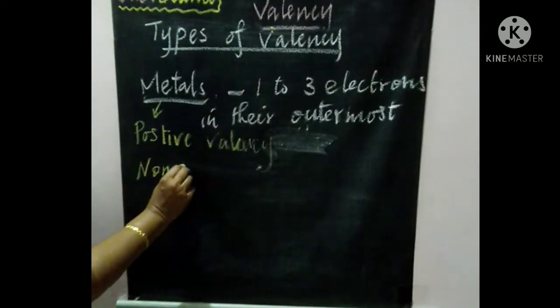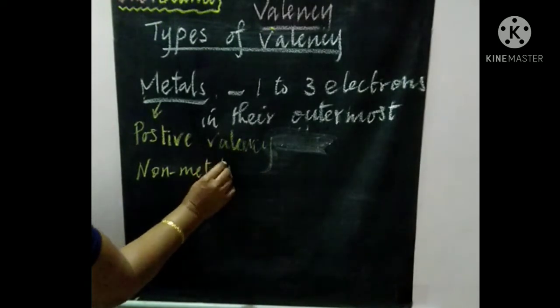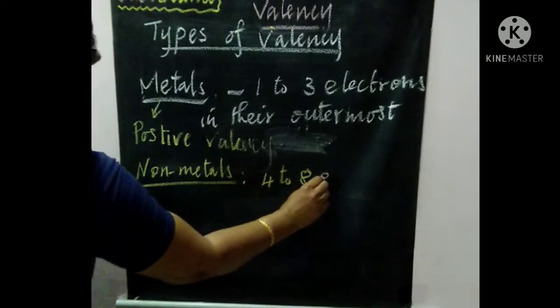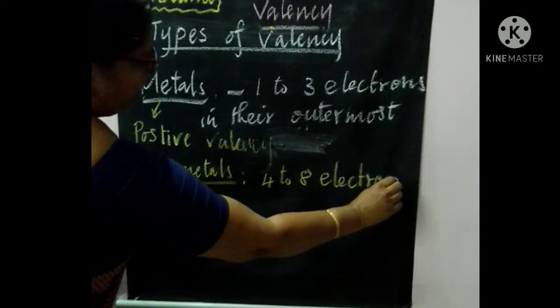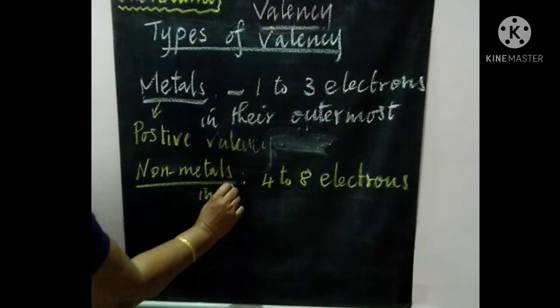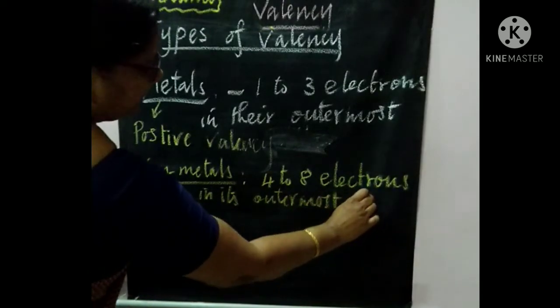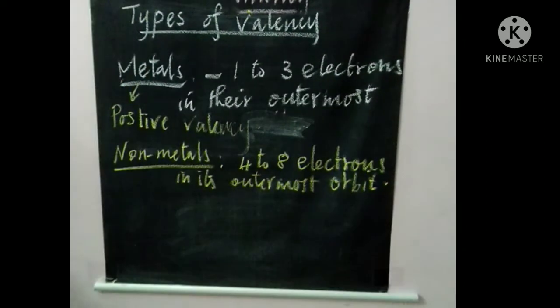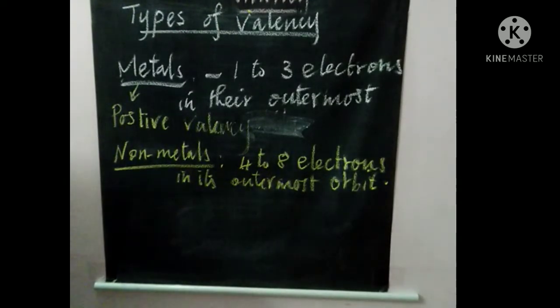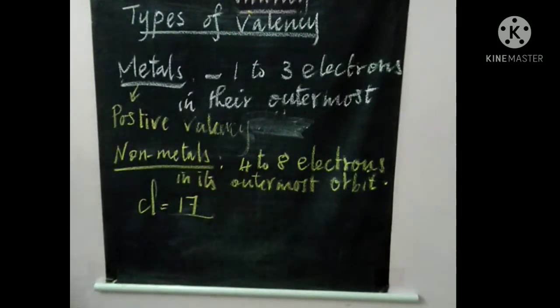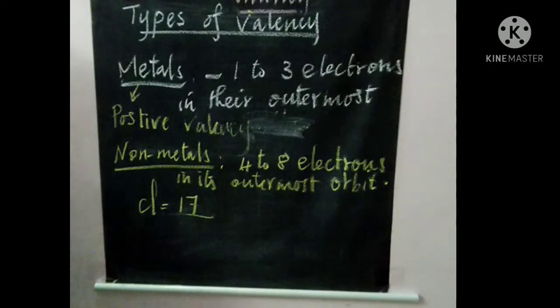Non-metals. Non-metals tend to have 4 to 8 electrons in their outermost orbit. So the non-metals gain electrons from other atoms while participating in a chemical reaction. We can take the example of chlorine. It has 17 electrons. How are they arranged?